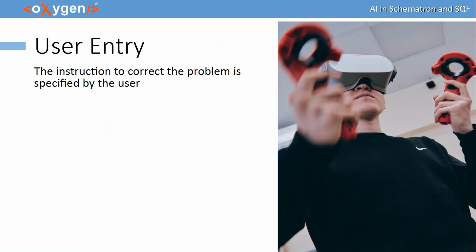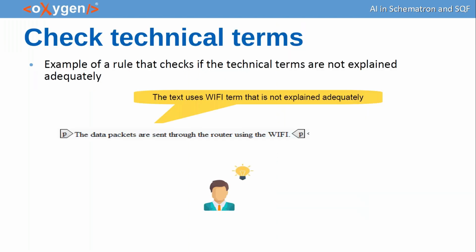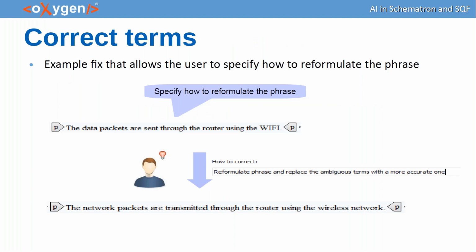Another interesting example is to allow the user to specify how to solve the problem and pass this through the AI system. And you can do this with user entries. So let's say you want to verify, for example, if you have the Wi-Fi term added in your phrase, and then say you do not want to add this term, or want it to be reformulated or replaced with a more detailed term. So you can have a dialogue where the user can specify how to fix this situation. You can have a default, for example, reformulate phrase to replace the ambiguous term with a more accurate one, but the user can add their own content here.